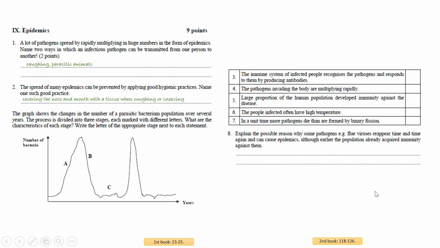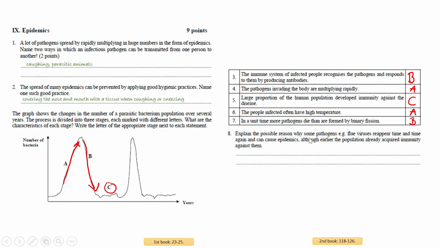The immune system of infected people recognizes the pathogens and responds to them by producing antibodies. That's going to be B, as we can see on the graph as well. The pathogens invading the body are multiplying rapidly. That's going to be the other side, so A will come here. Large proportion of the human population developed immunity against the disease. That is going to be this part, so C will be written in here. The people infected often have high temperature. That's the first phase, so that's going to be A again. In a unit time, more pathogens die than are formed by binary fission. That's something which is true for B.